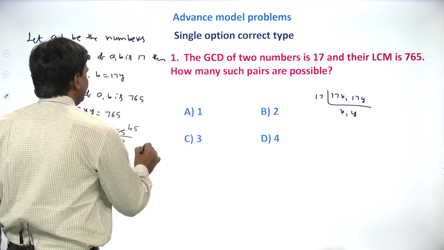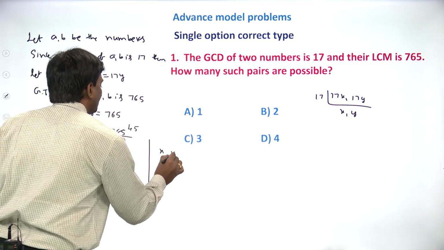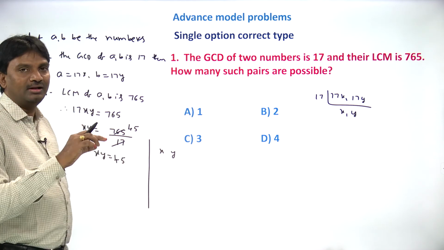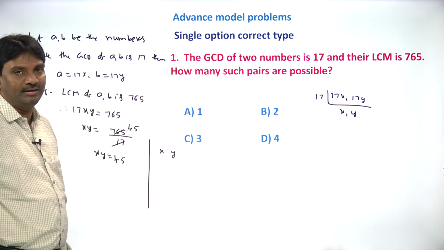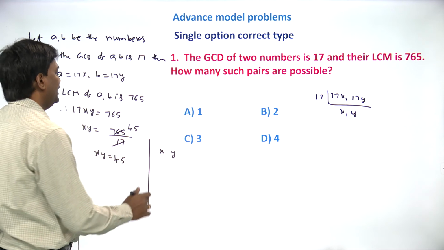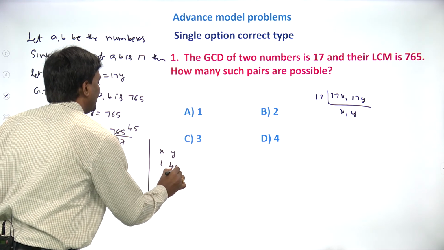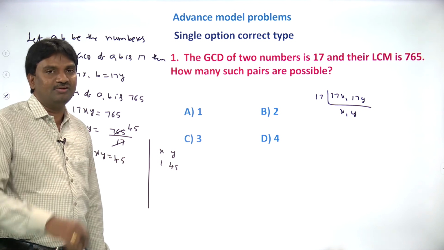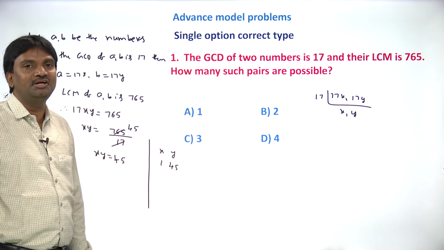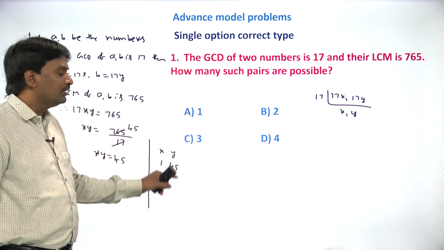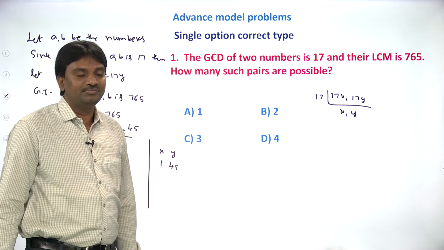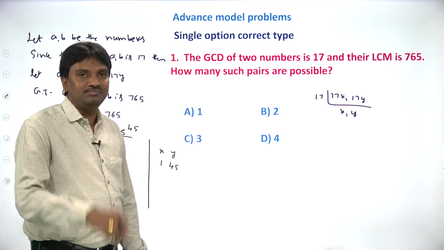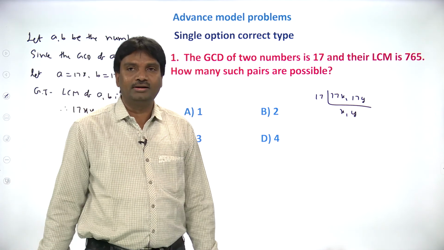So, here the possible chances are, in place of x if we take 1 and in place of y if we take 45, or in place of x if we take 45 and in place of y if we take 1. x into y is nothing but y into x, both are equal. So, 1 comma 45 is one pair. If you take 3 comma 15, 3 into 15, that is also 45.